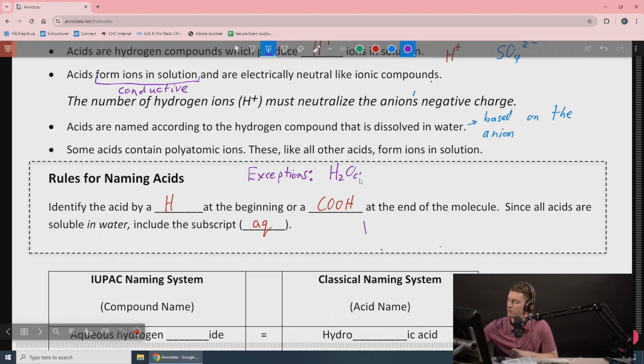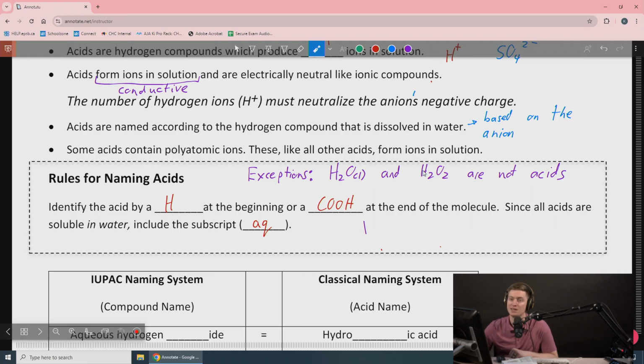H2O and H2O2 are not acids. This is pure water. Yes, it starts with hydrogen at the beginning, but we don't consider it an acid. And H2O2, this is hydrogen peroxide. It does start with H at the beginning. It's not water, but treat it like a molecular compound, not like an acid.